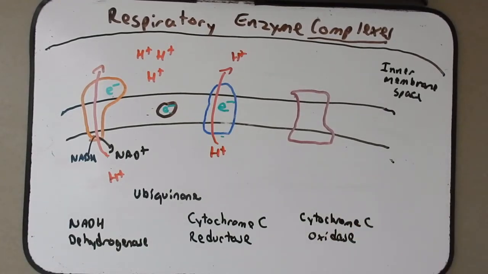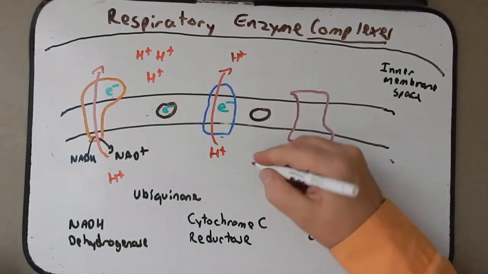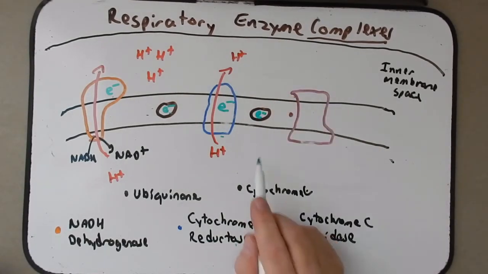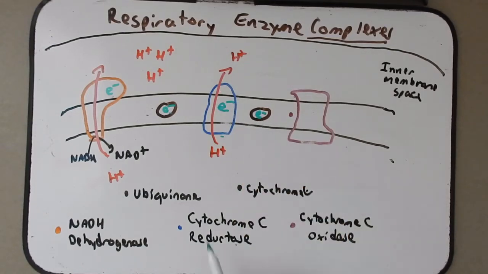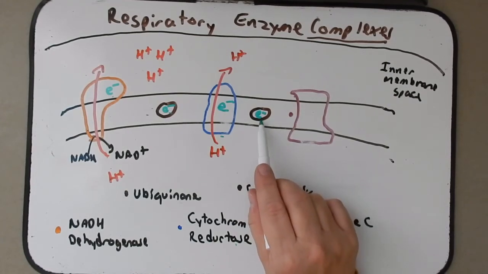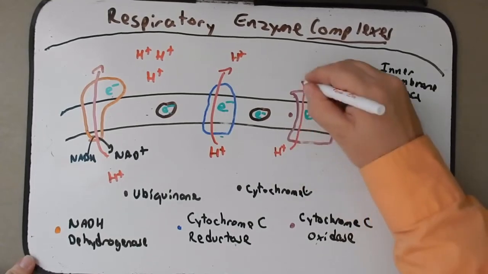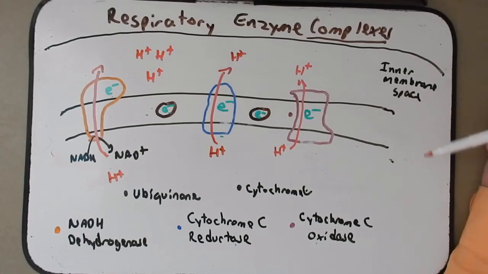Now again, we can't just get these electrons from here to here. We need another one of these mobile electron carrier proteins, and this one is called cytochrome C. These electrons move from cytochrome C reductase to cytochrome C, again because cytochrome C has a higher affinity for the electrons. It can then transfer these electrons from cytochrome C to cytochrome C oxidase. Again, a proton will move across this protein, again establishing a strong electrochemical gradient.